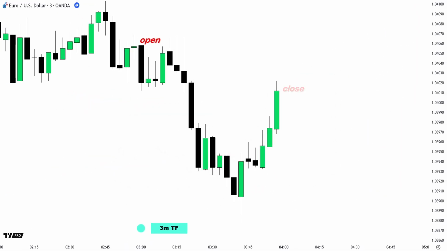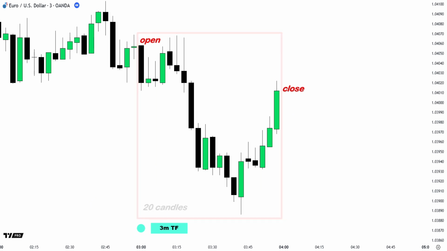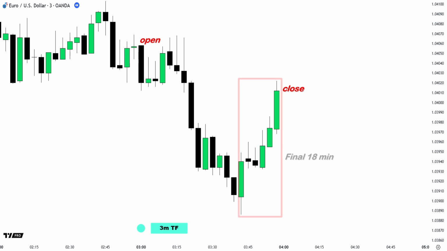After we zoom in to a 3-minute time frame chart, there will be 20 candles, each candle representing 3 minutes of price action. For the first 42 minutes, the market moves steadily downward. Sell orders dominate the trend. But then at minute 42, everything changes. A major institution steps in, flipping the momentum, driving the price up in the final minutes, sometimes even closing bullish.